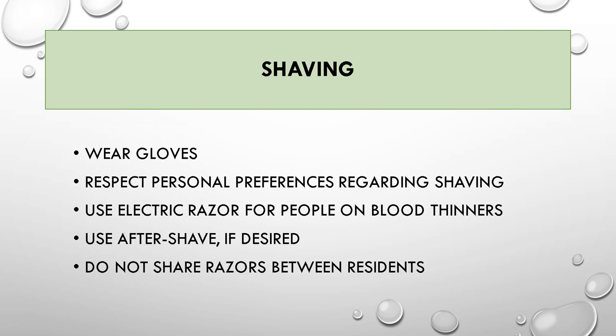Shaving. Shaving is another skill that you will need to be trained. Always wear gloves as there may be a risk for bleeding. Most residents will have an electric razor that does not require the use of shaving cream. Other possible types of razors include disposable razors and safety razors.